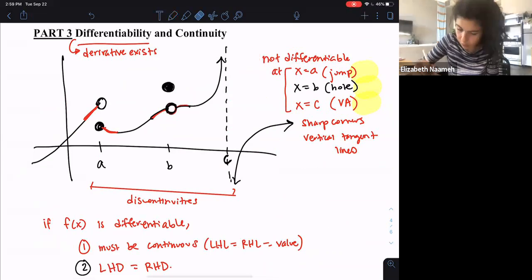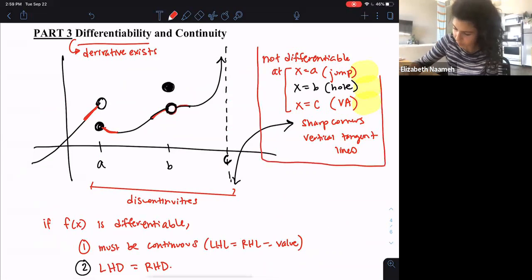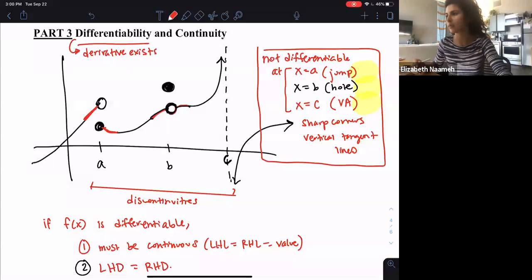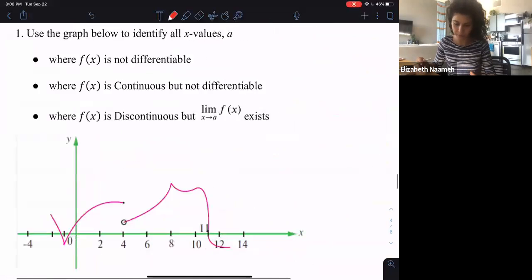Study and know those. The top kids have already internalized it. So let's try an example. We'll go to number 1.